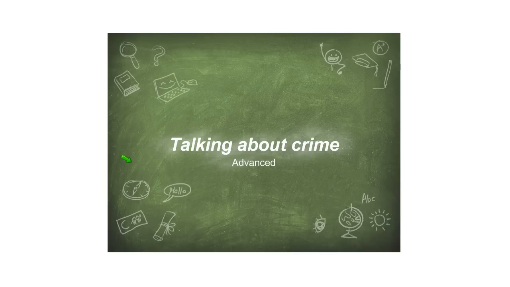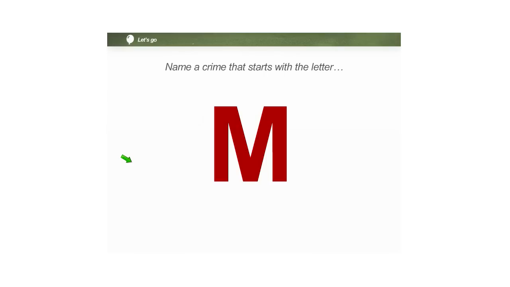Okay, without further ado, I'd like us to begin with today's lesson. It promised to be an interesting one indeed. Okay, let's begin. So we're going to name a crime that begins with the letter M. Okay, so please name a crime for me that begins with the letter M. Carrie? Murder. Murder, absolutely, murder. Sahar, can you think of another one?